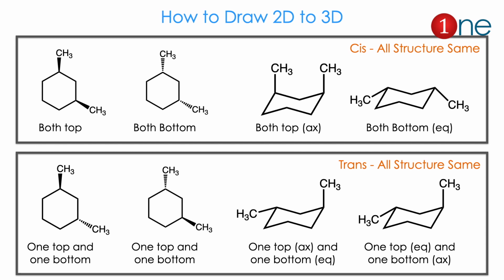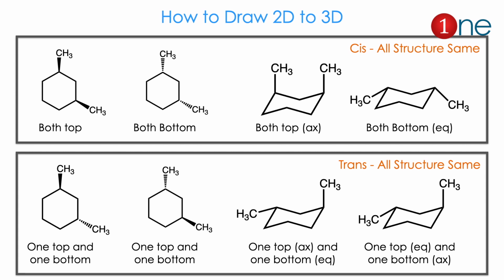Then how do you draw on paper, 2D to 3D or 3D to 2D? It's very difficult, so you should know very clearly. Here I have drawn the cis dimethyl system. All four structures are the same. If both methyls are above, it's also cis. Both methyls below, it's also cis. Both methyls on axial positions, that's also cis. Both methyls on equatorial positions, that's also cis. So cis means both are on the same side, whether above or below.